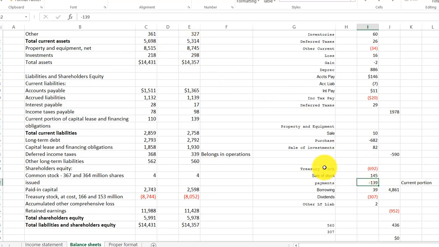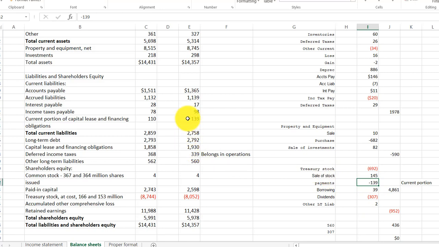Okay. Moving on to our long-term liabilities, we're looking at our capital lease and financing. We know that we paid off the 139 because that was what was due in the next year. So assuming that we make all the payments due, which would be the logical assumption, that's been paid off. So that is payments, negative.